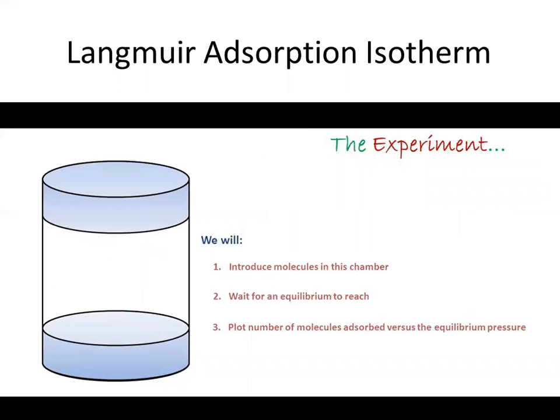So this we will explore in the coming slides. Let's suppose what we are going to do in the experiment, in the same way you will perform in the lab as well. We will introduce some molecules in this chamber and wait for the equilibrium. Equilibrium is important as we have discussed before. So there is the equilibrium, if it is physical adsorption, between the bonded and the unbonded, or the adsorbed or the desorbed molecules. Then we plot the number of molecules adsorbed versus equilibrium pressure. In the slides we will focus on these 3 points.